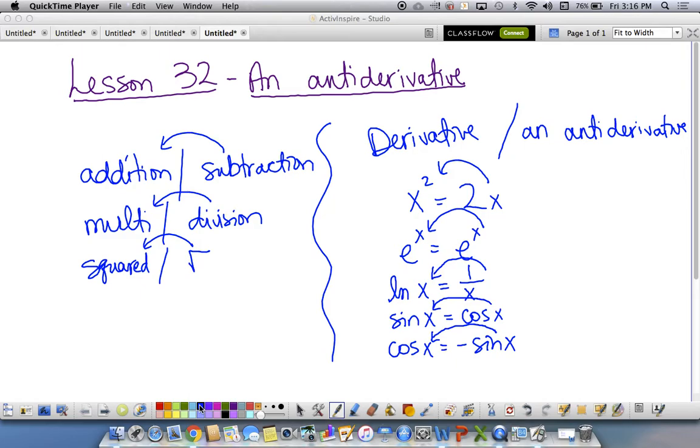Now, there are some little hiccups that might get us. If I give you y equals x squared plus 12, what is the derivative? What is y prime? We know if there's an addition, we just take the derivative of both pieces. The derivative of x squared is simply 2x. What's the derivative of 12? Remember, it's a constant. Constants have no slope, so it's 0.